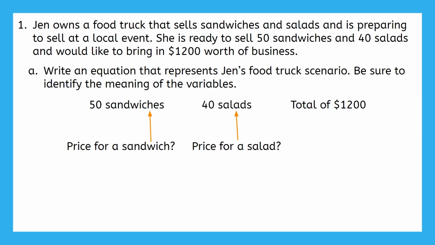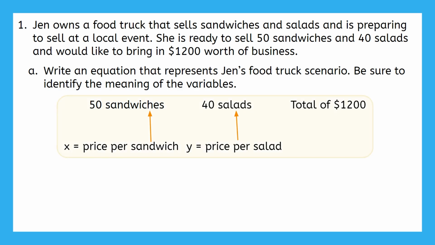Remind me again, how can we represent something if we don't know its value? Yeah, we use a variable. You can label them using any letters you want to, but this time both sandwich and salad start with an S, and I can't use the same variable for both of them. So I decided to go with the good old X and Y. I'm going to use X for the price of a sandwich and Y for the price of a salad.